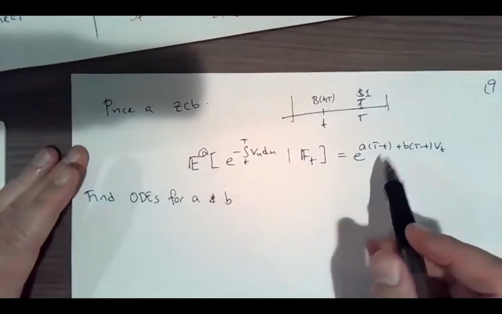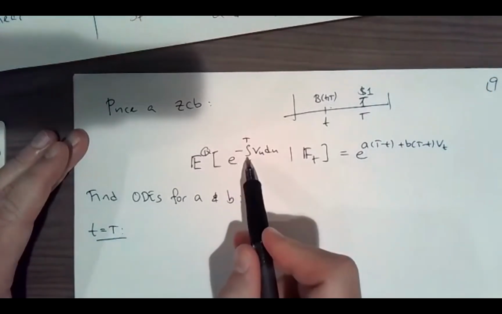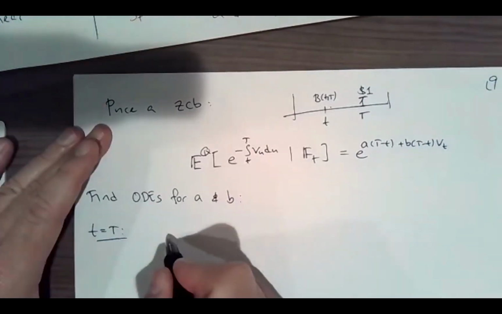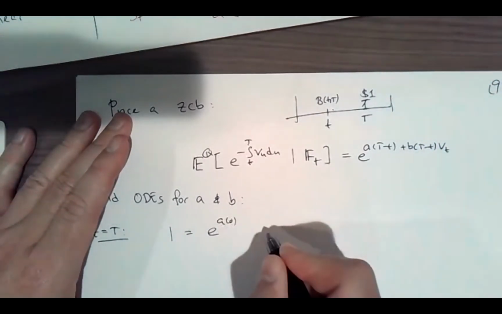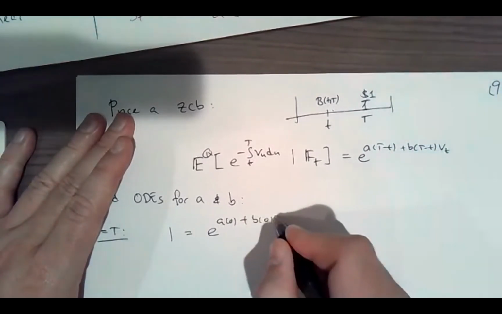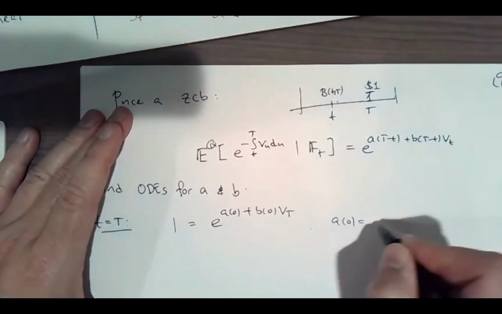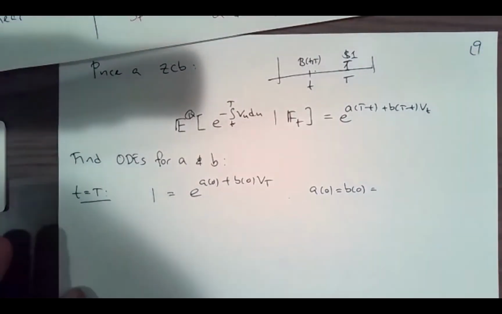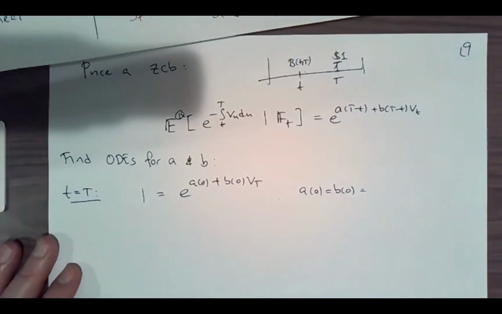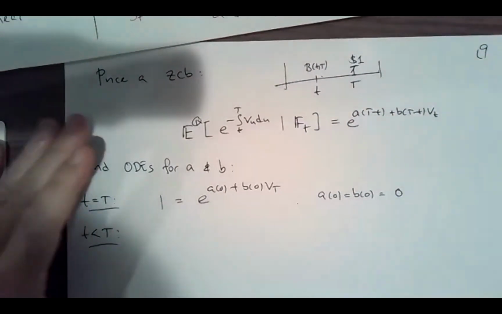Okay, so we start by, for example, putting little t equal to capital T. If I take t to be capital T, then the left-hand side becomes 1. The right-hand side becomes e to the a of 0 plus b of 0 times V at capital T. So if I want this to be true, a and b should start out at 0. Now we're interested in what happens when t is less than T. This is the harder one. So this is where martingales come in.